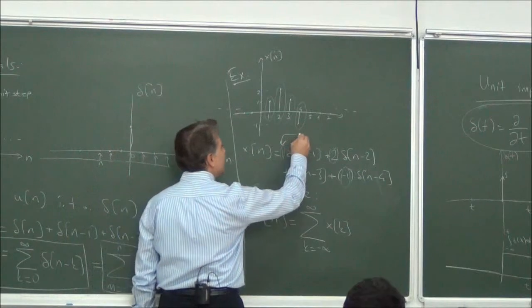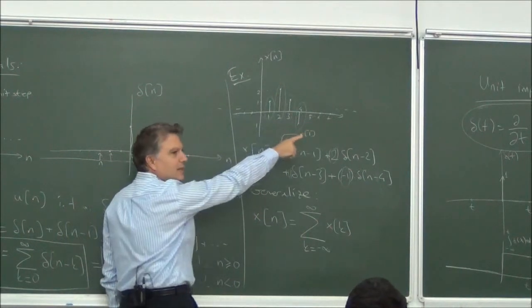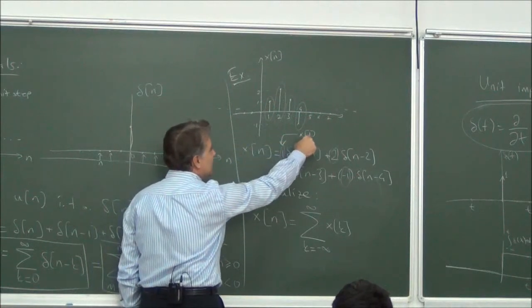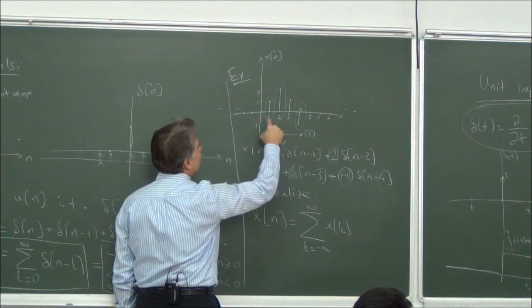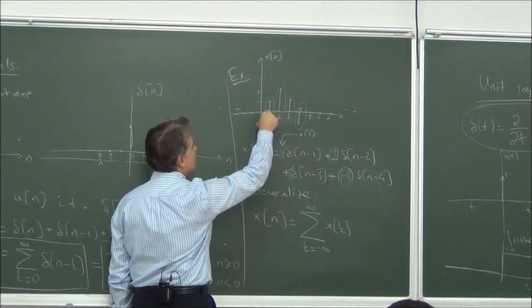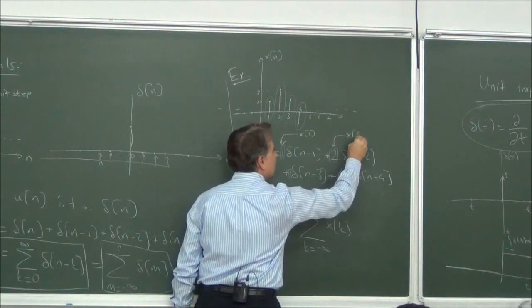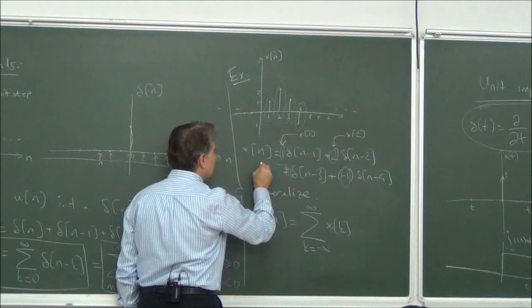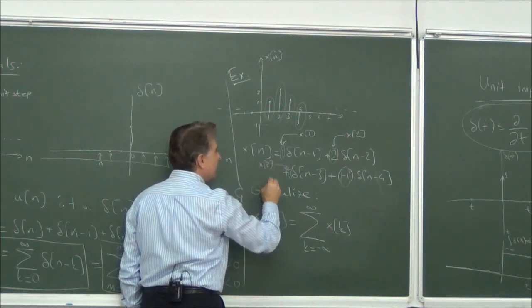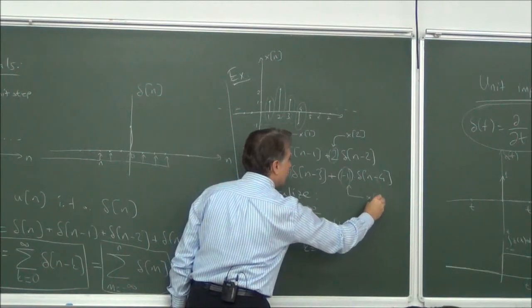It is equal to x of 1. This x of n signal is here. And at k equals 1, x of k equals 1, as you see, because x of 1 is 1. This 2 is nothing but x of 2. This 1 here is x of 3. And this minus 1 is x of 4.